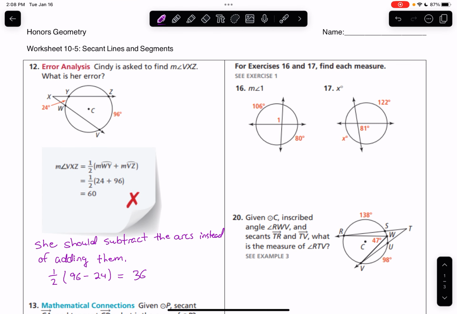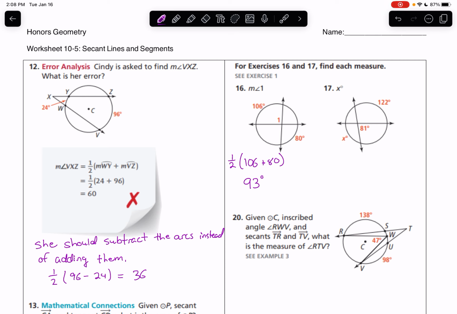Numbers 16 and 17, we've got chord angles here. We know that when the vertex is inside of the circle but not at the center, we're going to do half the sum of the arcs. So to find angle 1, that's got arcs for itself and its vertical angle, which are 106 and 80. So we do 1/2 of the sum, 106 plus 80, which is going to give me 93 degrees.